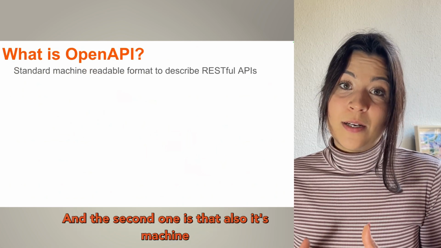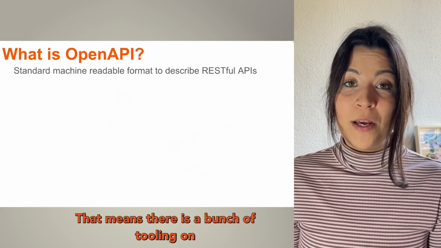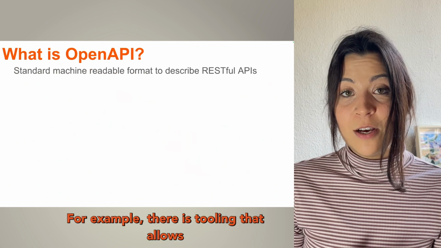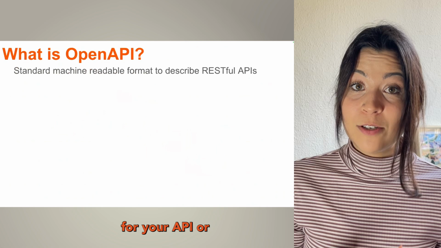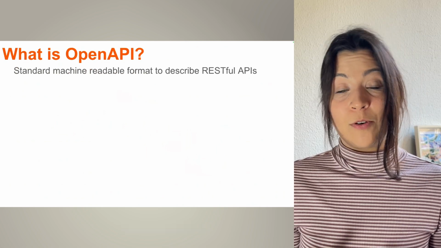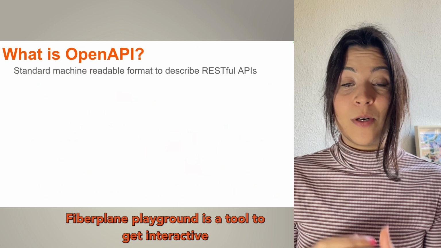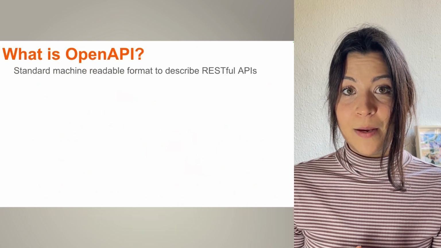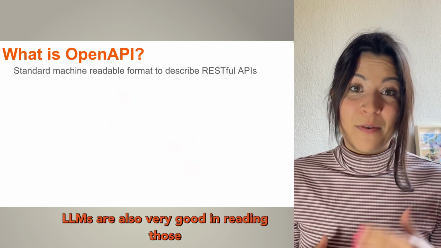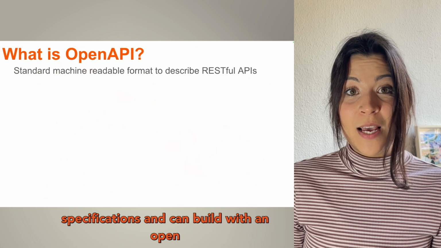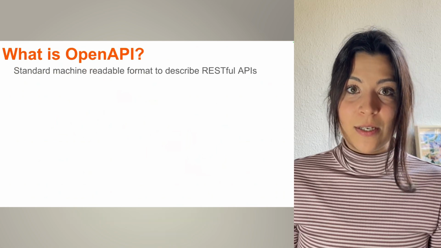And the second one is that it's also machine readable. That means there's a bunch of tooling on top of OpenAPI specification. For example, there is tooling that allows you to generate SDKs in different languages for your API, or documentation tooling, or for example, also Fiberplane Playground is a tool to get interactive with your API. Then also in times of AI, LLMs are also very good at reading those specifications and can build with an OpenAPI specification better than without.